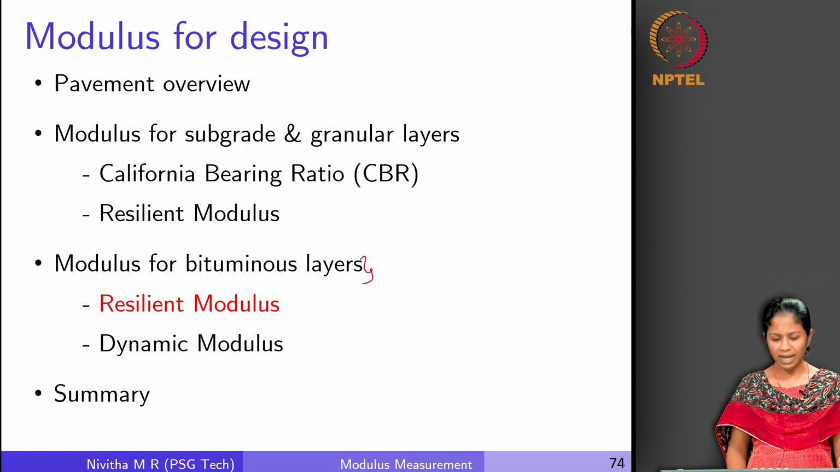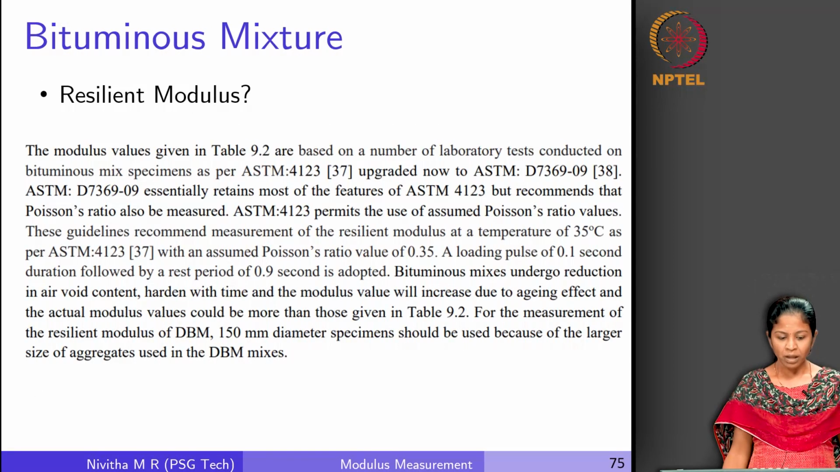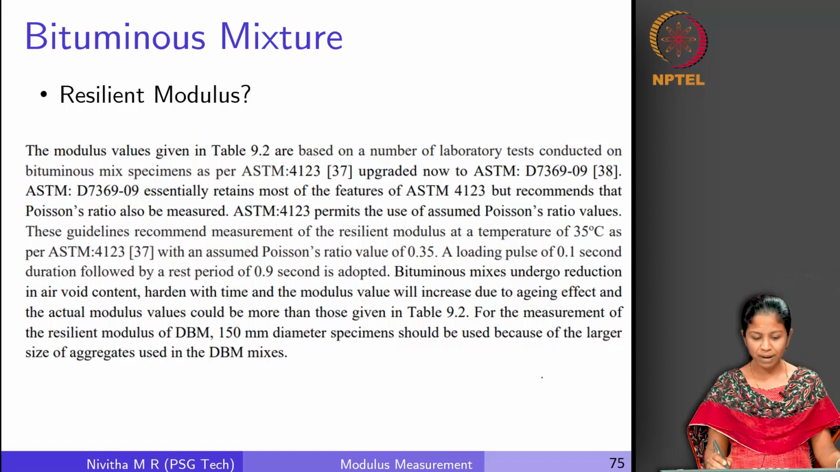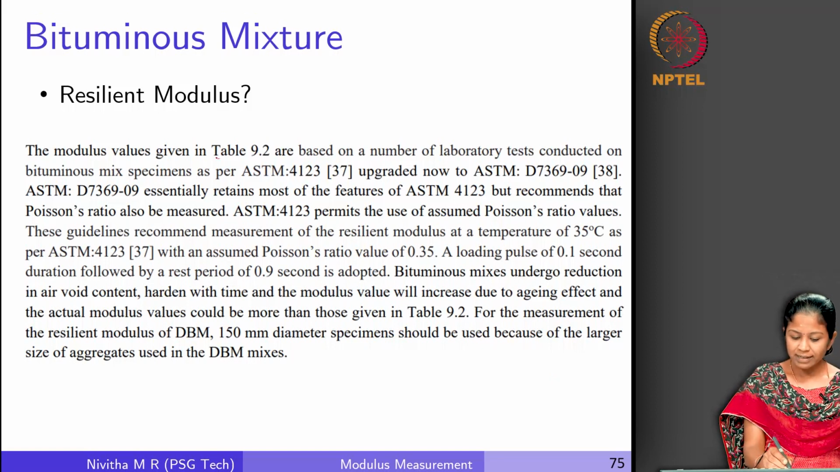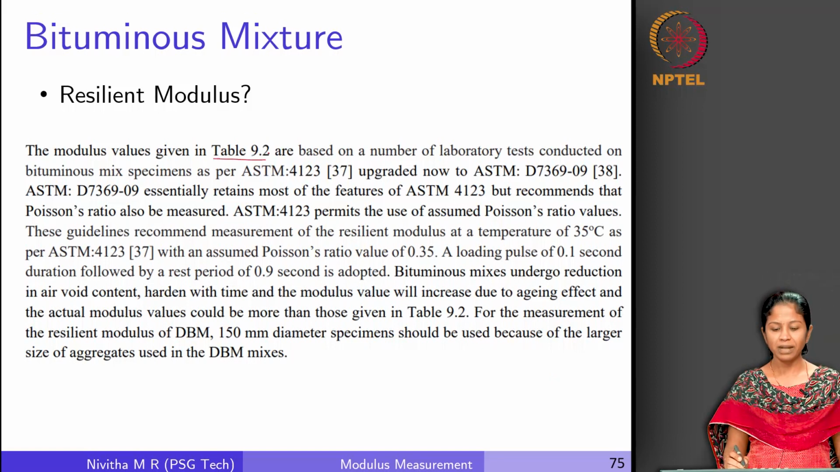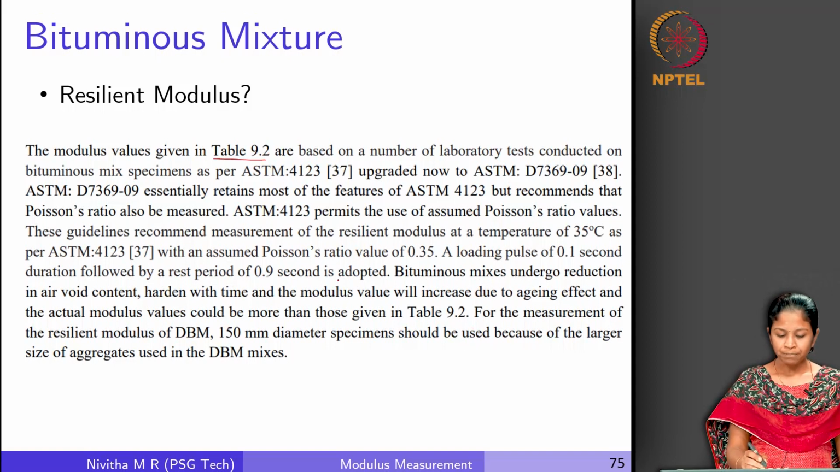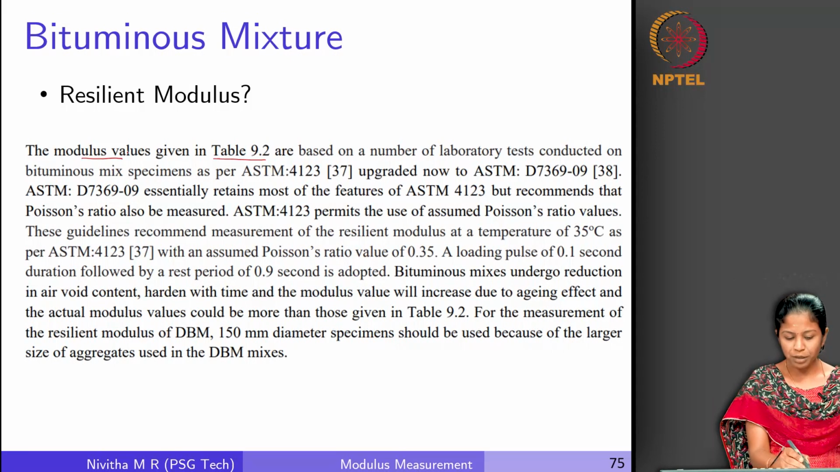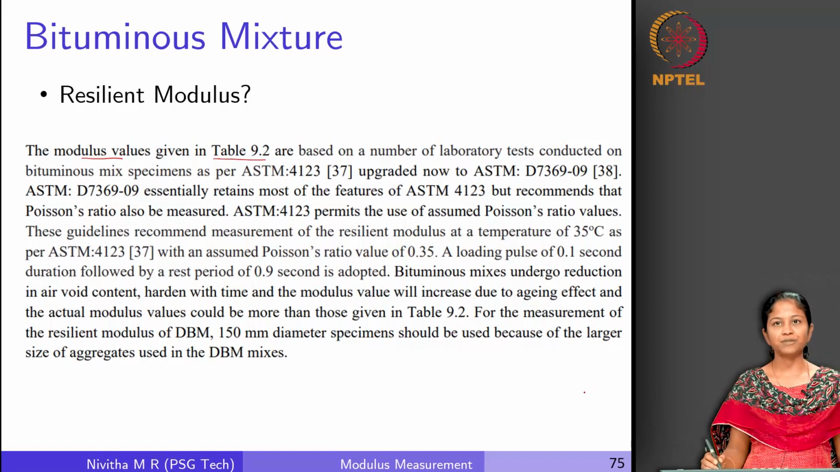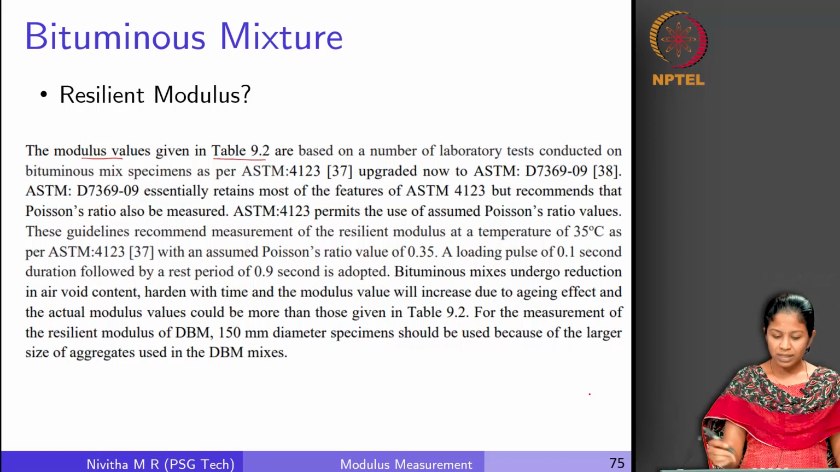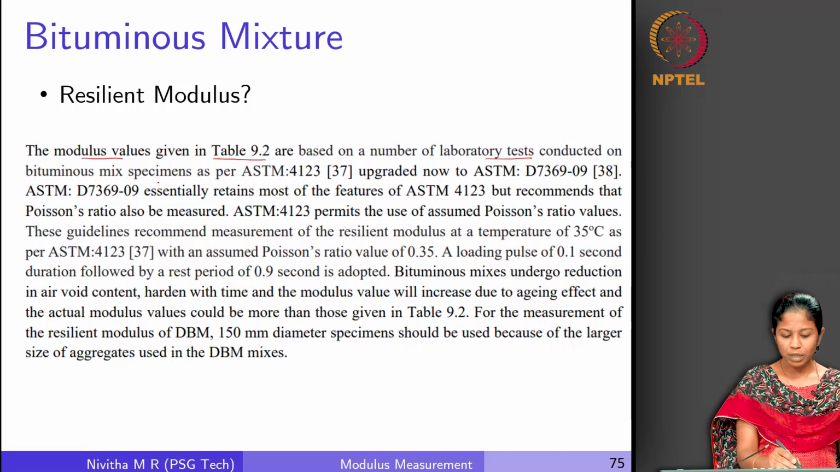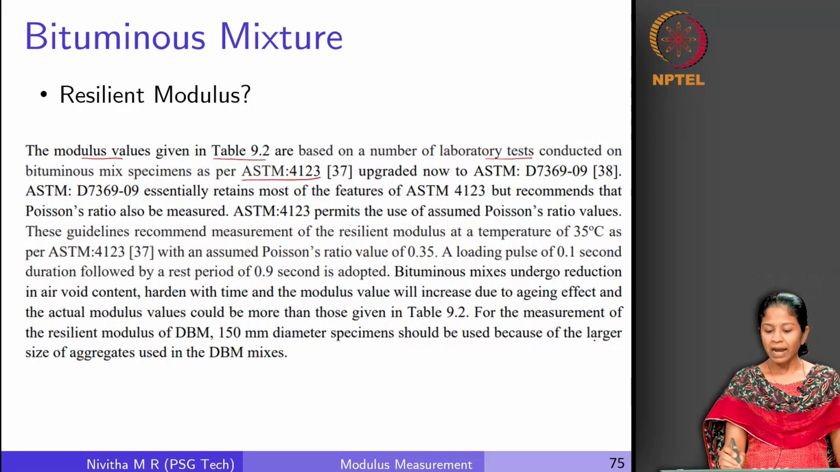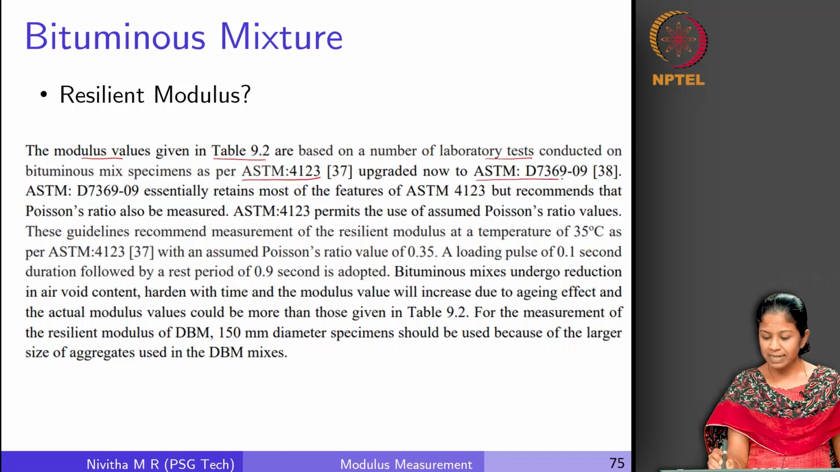So, let us start with what IRC says about resilient modulus. As per IRC, I have taken lines from IRC 37 and pasted here. You can see there is a Table 9.2, which most of you would be familiar with, which gives the resilient modulus value for bituminous mixtures at different test temperatures for different grades of binders. This value is based on a number of laboratory tests conducted on bituminous mix specimens as per ASTM D4123, and this is now upgraded to ASTM D7369.